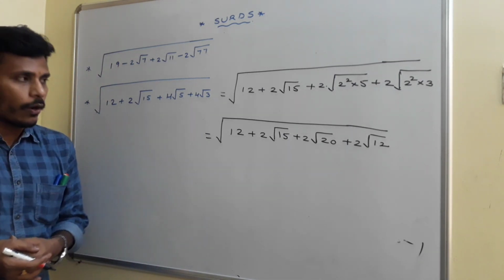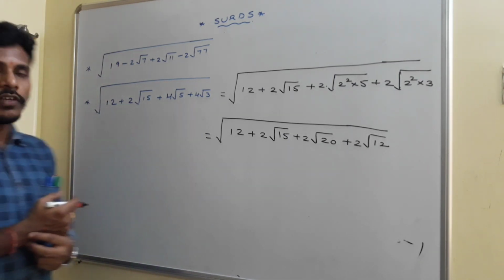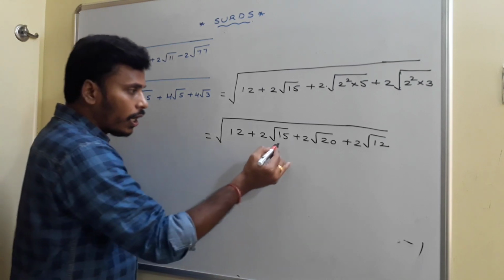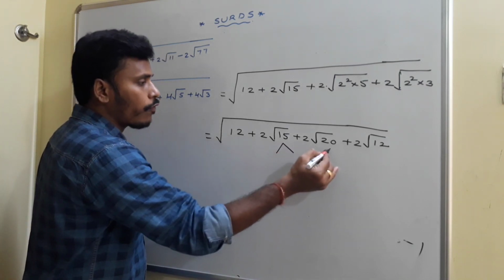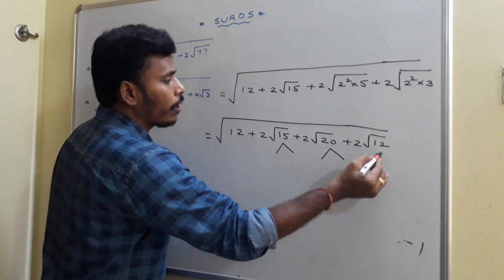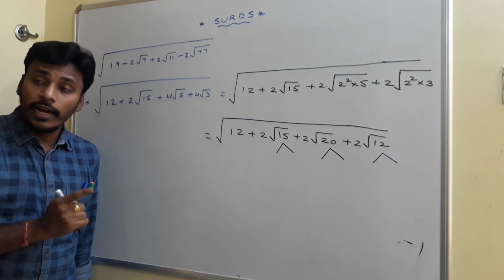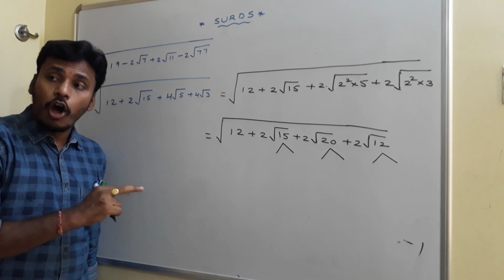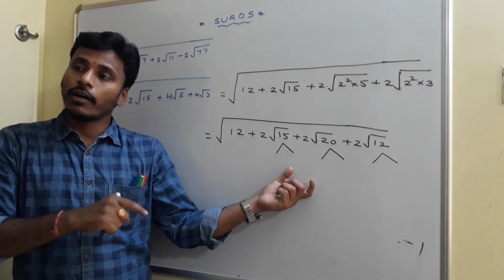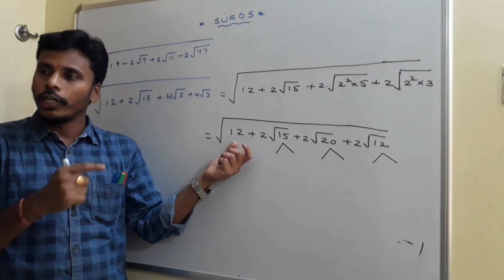Now to find the square root, just like the previous method, you just split this 15 as product of two numbers, 20 as product of two numbers, and 12 also again as product of two numbers, such that one number is common for every two and the sum of all the numbers is 12. Right? You need to think a while.